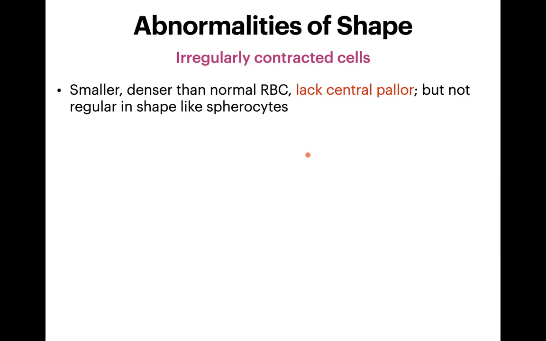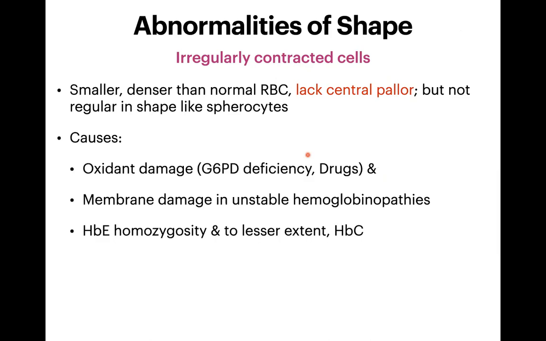But the difference is they are like spherocytes only, but they are not regular in shape like spherocytes. Just for the sake of terminology, they have been called irregularly contracted cells. The causes are oxidant damage. This can be because of G6PD deficiency. Drugs like dapsone, sulfur drugs, and all these can cause oxidant damage. And then membrane damage and unstable hemoglobinopathies.